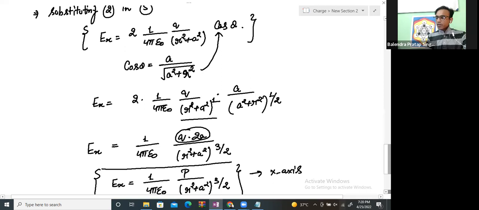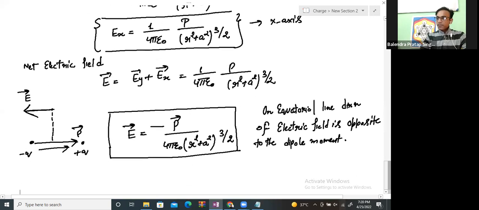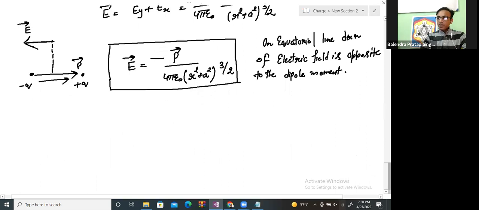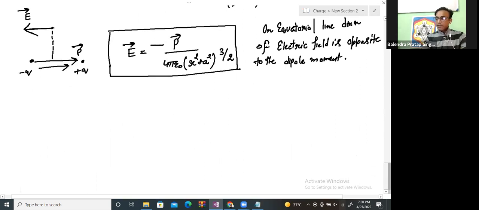So if we talk about the ideal dipole approximation, it means the size of the dipole is very small. So in this case, what will be the change in this expression? Again, if the size of the dipole is very small, same as the previous case, the ideal dipole approximation.